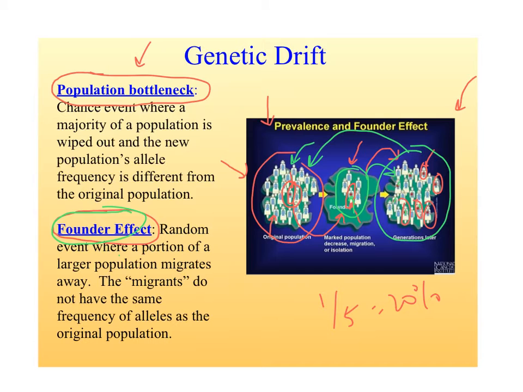It's an event where a portion of a larger population migrates away, like these guys migrated here, but the migrants don't have the same frequency of alleles as the original population. So that allele for the red trait became much more common in the new population due to the founder effect.